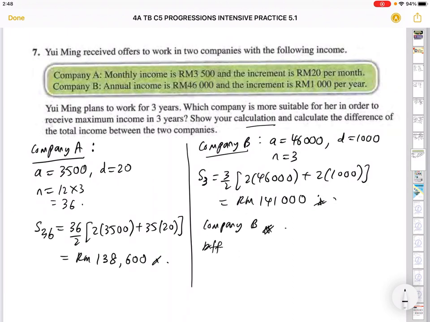Difference will be RM 141,000 minus RM, you don't have to write the unit, 138,600, sorry. Your answer is 2,400. Yes. All right. So we reach the end.